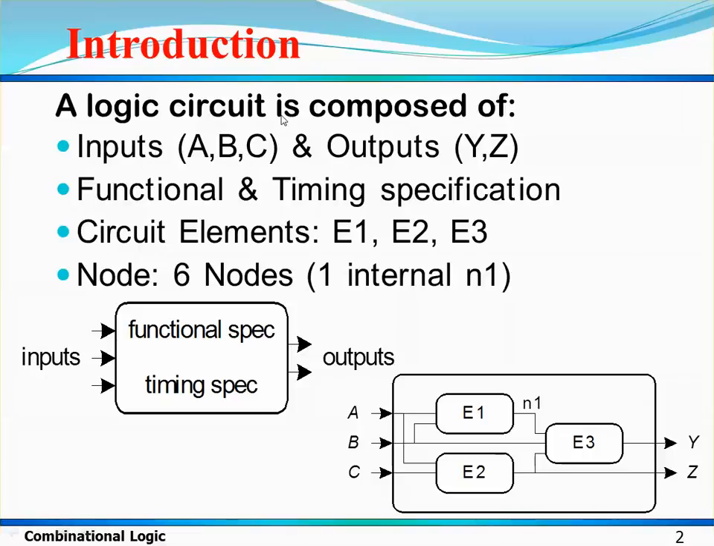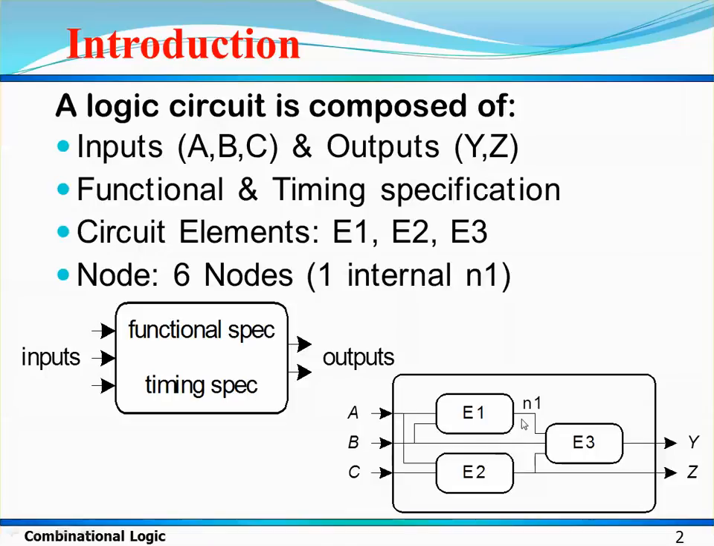Basically, a logic circuit is composed of a couple of inputs which will produce a couple of outputs using some functional and timing specification. For example, here this is a logic circuit which has three inputs A, B and C, and will produce two outputs Y and G using three circuit elements E1, E2 and E3. Those circuit elements are connected from the input to the output using some nodes. In this logic circuit, there are 6 nodes.